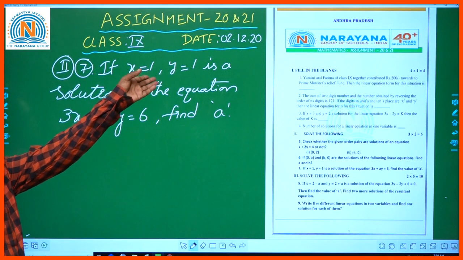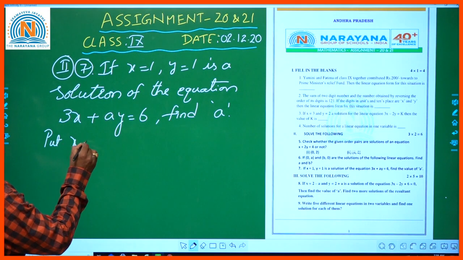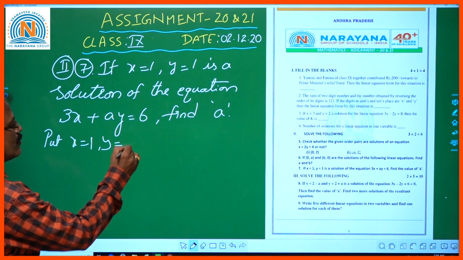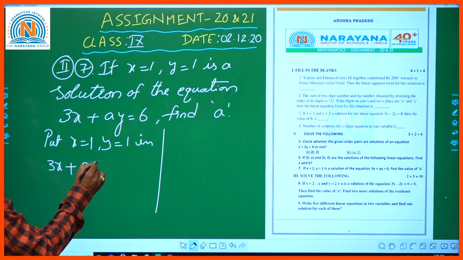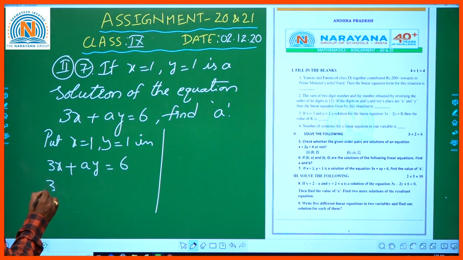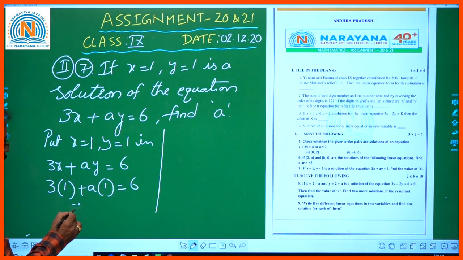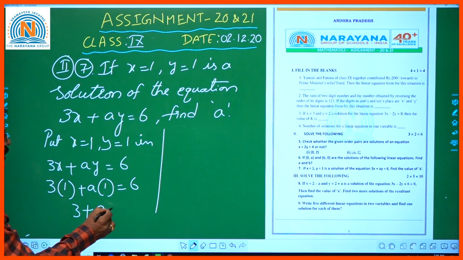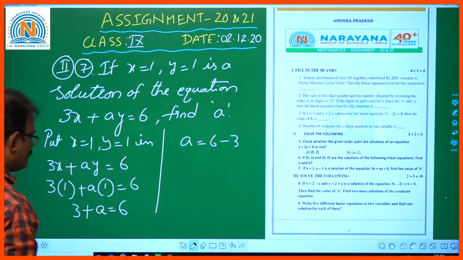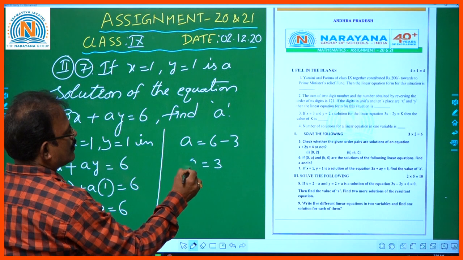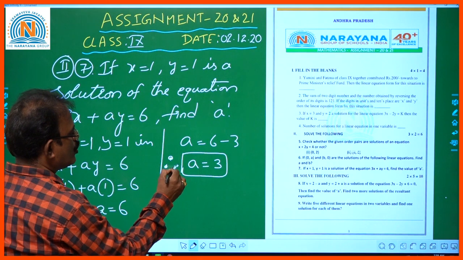Okay, so given that x is equal to 1 and y is equal to 1 are a solution, put x is equal to 1 and y is equal to 1 in 3x plus ay is equal to 6. So 3 ones are 3 plus a times 1 is equal to 6. Then a is equal to, transposing plus 3 to the right side, minus 3. So if you subtract 3 from 6, a is equal to 3.